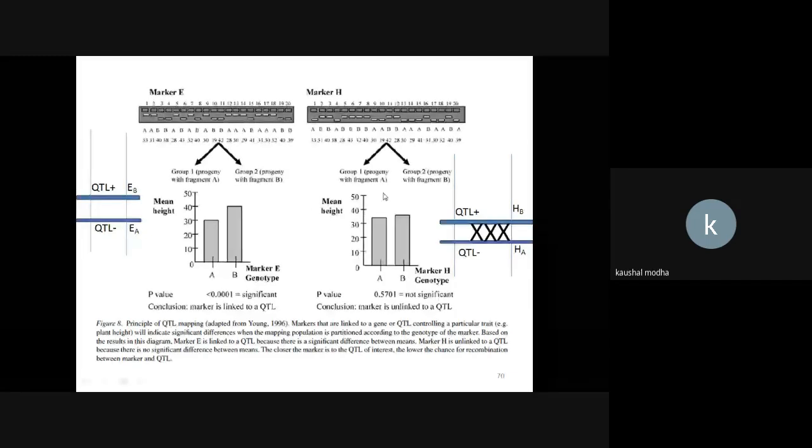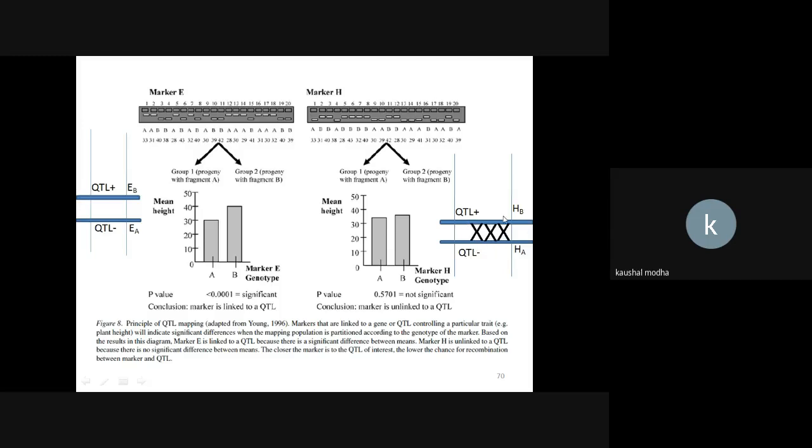Now let us talk about another marker. There is marker H. Again, we have two alleles, A allele and B allele of marker H. And again, the software will classify the RILs according to marker A and marker B category. So there are again two groups. But now this marker H is so much farther away from this QTL locus. So there is independent assortment.